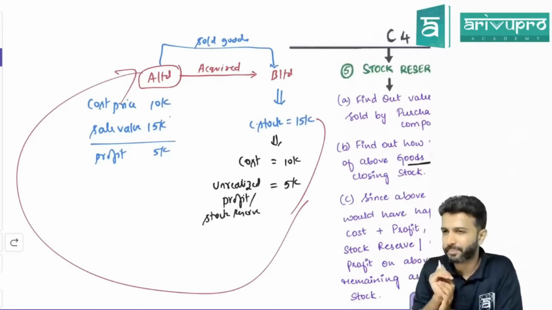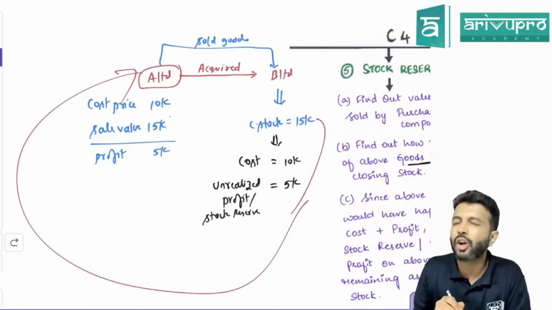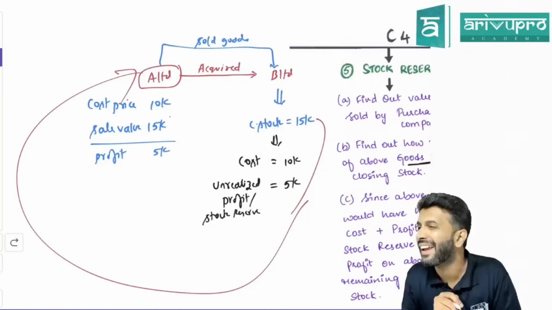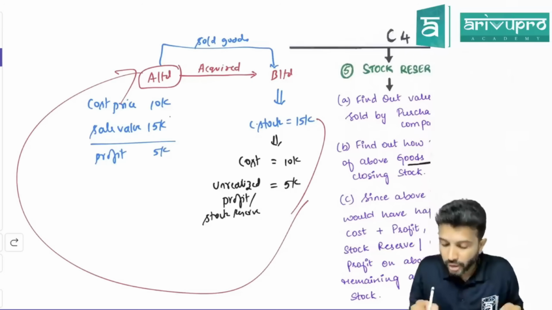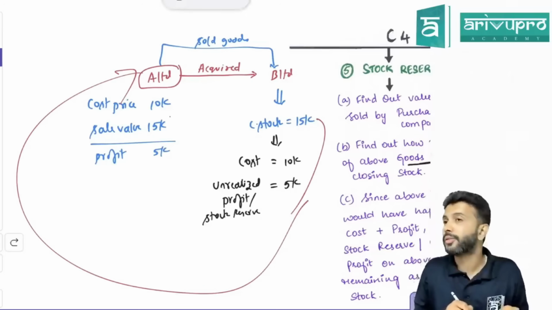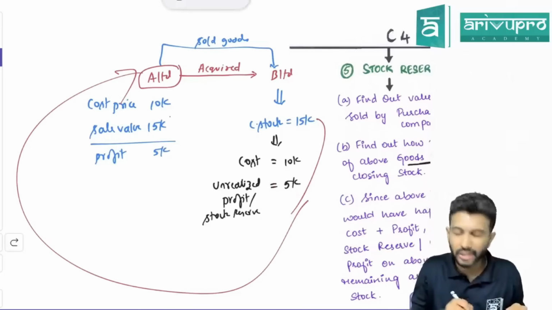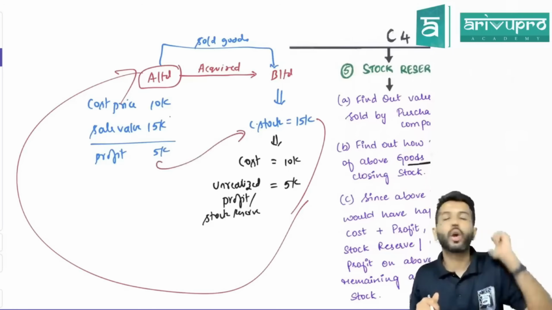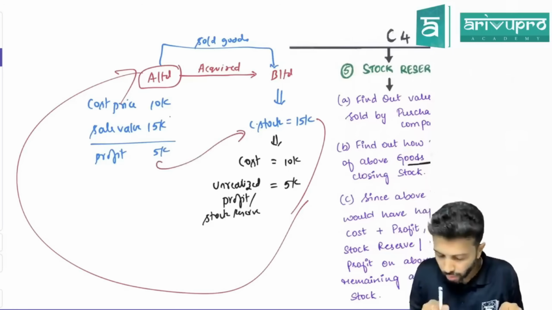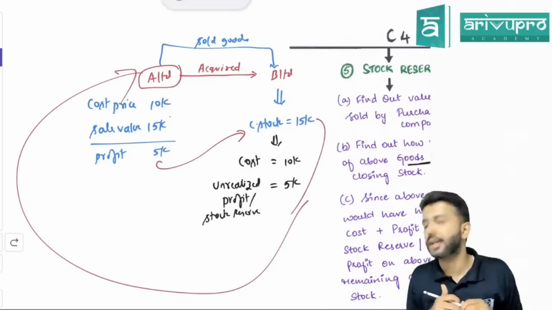Would that be right? No, because really the cost of this goods is not 15, it is only 10,000 rupees. Okay. Sir, how much is the extra? Worth of this goods is 10, but currently it is shown at 15. So how much extra? 5,000. That 5,000 is nothing but the profit element included in closing stock. That only we call it as unrealized profit.